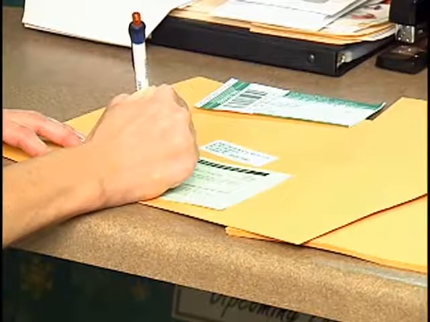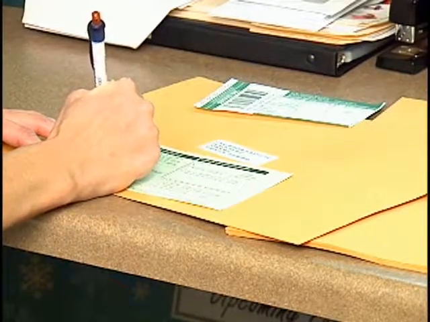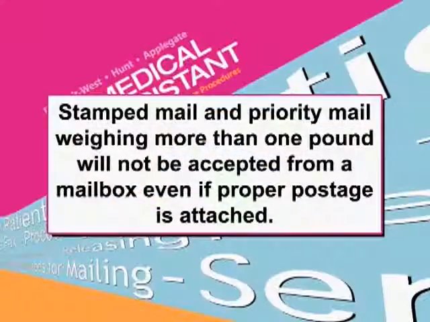Items to be sent priority mail up to 1 pound can be mailed from the office if appropriate postage is placed on them. Stamped mail and priority mail weighing more than 1 pound will not be accepted from the mailbox, even if proper postage is attached.